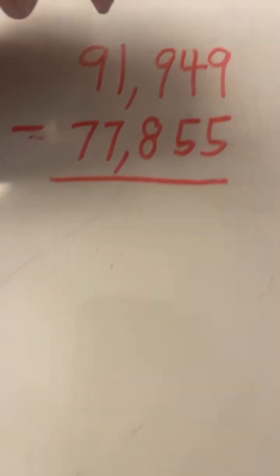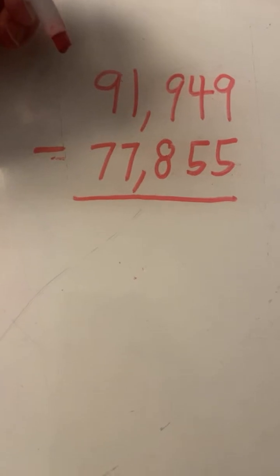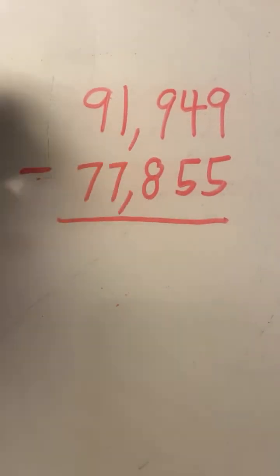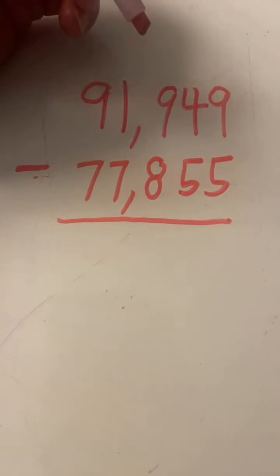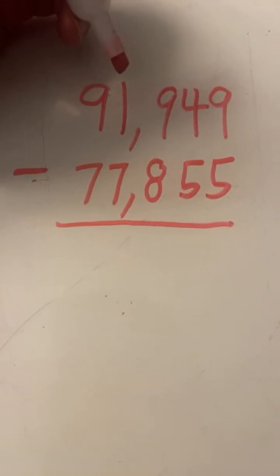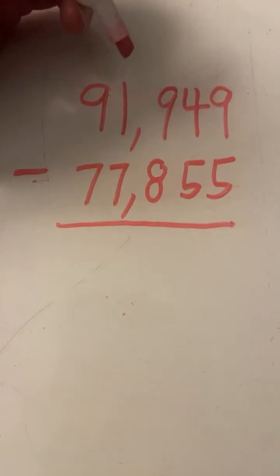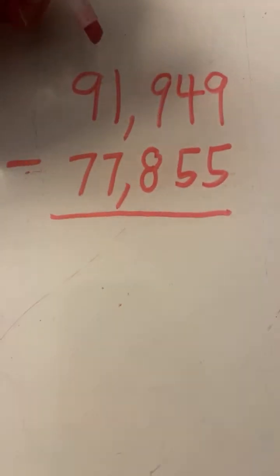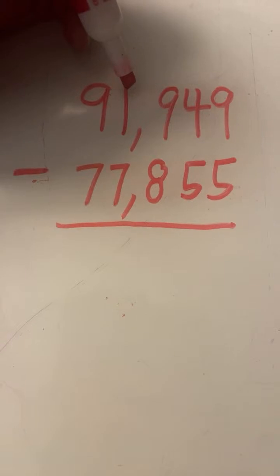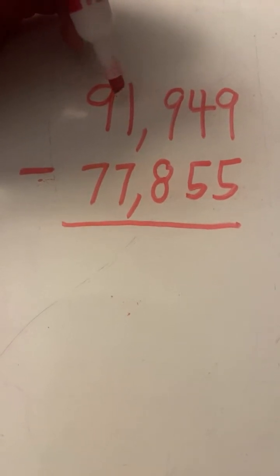All right, next example problem. 91,949 minus 77,855. All right, so looking at the problem here, checking if regrouping is needed. We are going to need to regroup in the thousands place. You can't start out with 1 and take away 7. We're also going to need to regroup in the tens place because you cannot start out with 4 and take away 5. So we're going to do all our regrouping first, and then we are going to subtract.